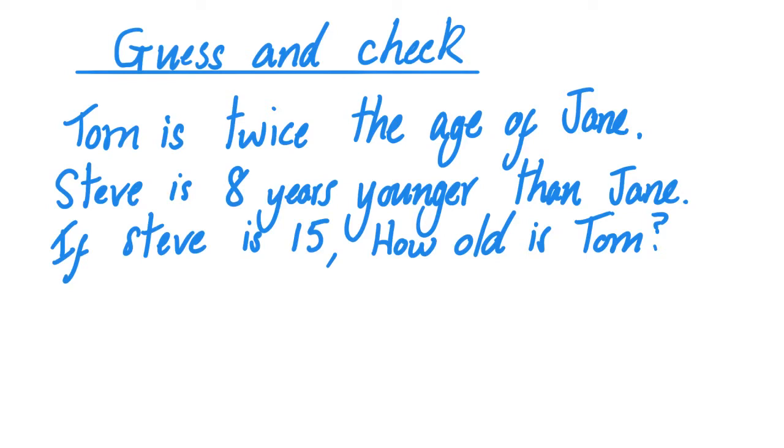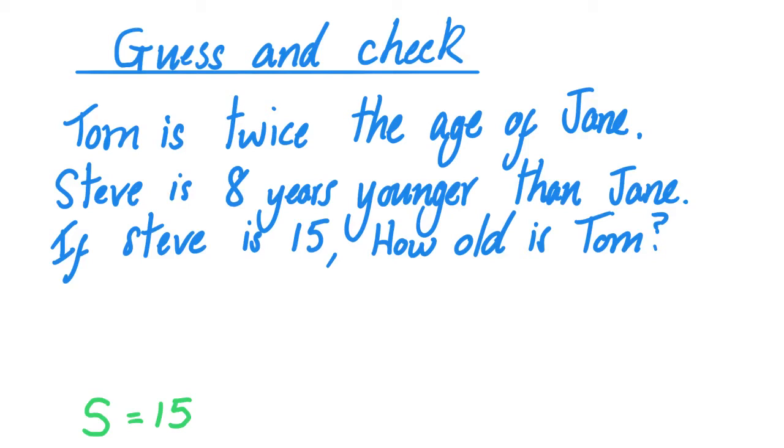So the very first thing we need to do is work out who's the youngest here. And when we read that carefully, we find out that Steve is the youngest. So I'm going to put S for Steve. Always start with the youngest or the smallest amount. We know Steve is 15. The question tells us that.